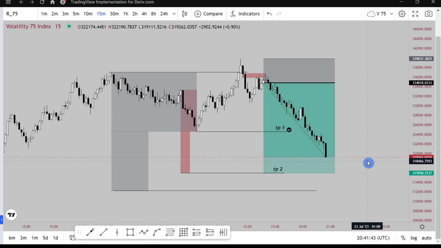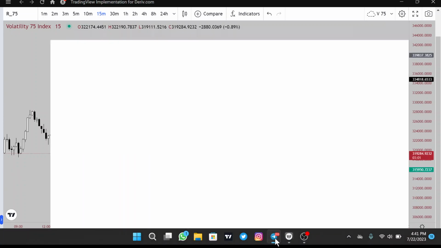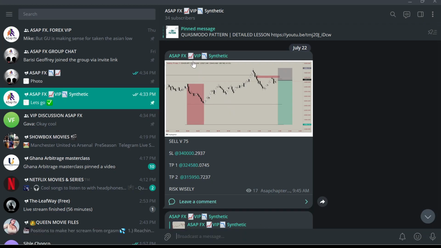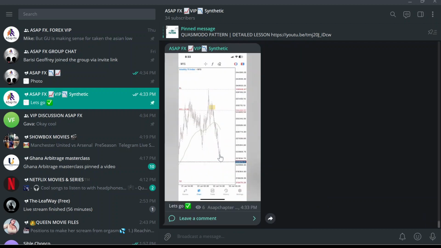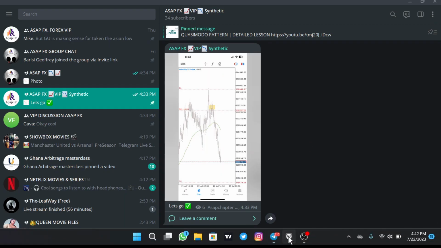Hello folks, this beauty you are seeing on your screen was taken on Volatility 75 index, on the 15 minutes time frame. Very beautiful trade, and as always, I'll show you the signal that I took with my VIP group. This was the setup. Told them to sell, stop loss, TP1, TP2. And these are, of course, executions. Now let's break the trade down.